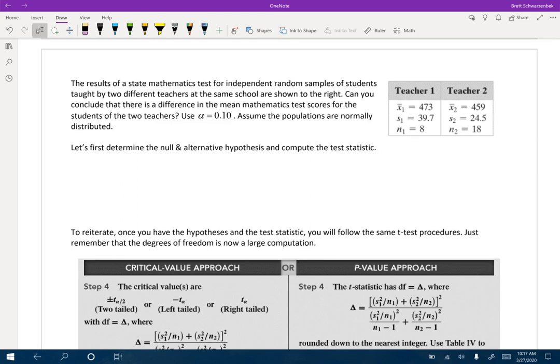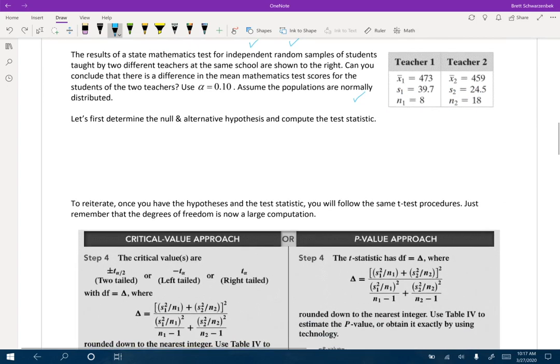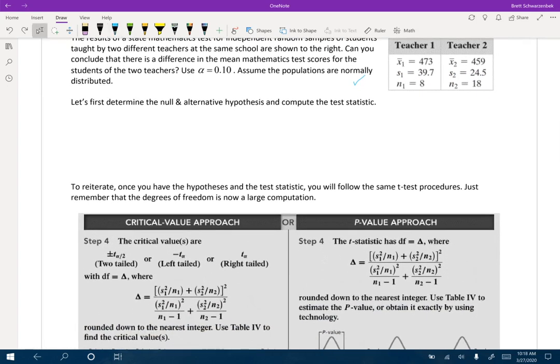All right, so just getting started in terms of this. Assumptions, remember we need independent random samples and we need normality. It's worth noting that your n's are both smaller than 30, so we need to explicitly state that they are normally distributed, or we wouldn't technically be able to move on.